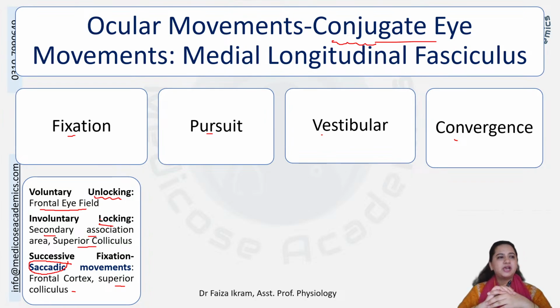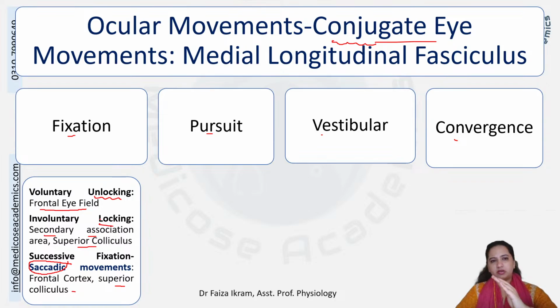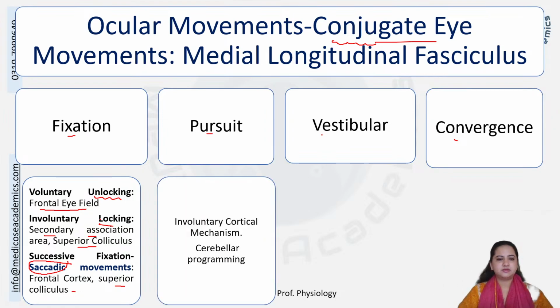Pursuit movements, on the other hand, are the movement of the eyes when something is also moving in your field of vision. For example, a bee, a fly, a bird is flying in the air and your eyes are following it. After a while, your eyes will come to a velocity equal to the velocity of that flying thing and you will be pursuing it. As its name indicates, it's an involuntary cortical mechanism and the cerebellum helps this too.